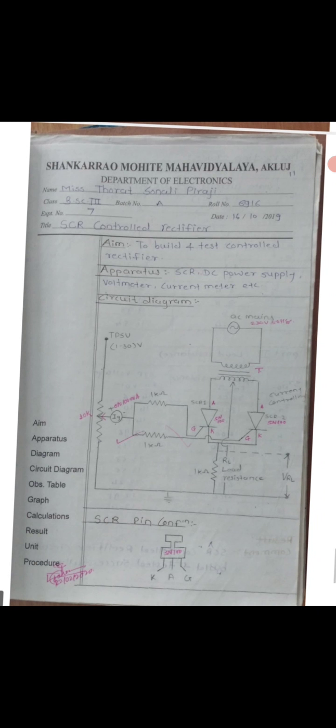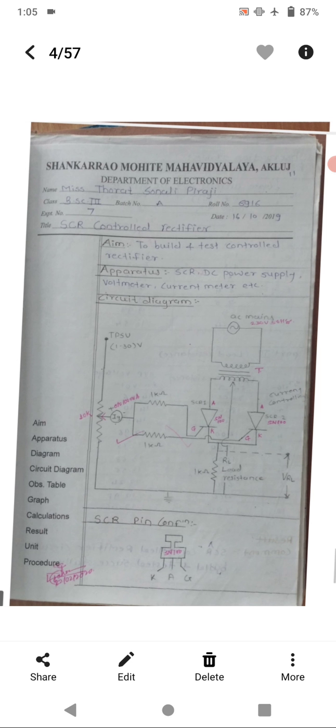Your second practical experiment is the SCR controlled rectifier. You know what the SCR is? SCR is the silicon controlled rectifier. In the thyristor family, the silicon controlled rectifier is the most important and mostly used member.